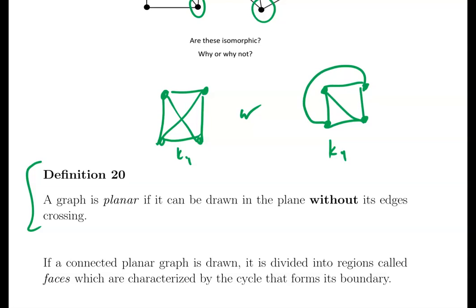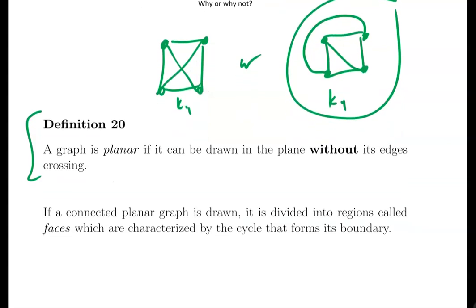Why would I want to draw it like this? Well, that's planar. This one isn't. So again, a graph is planar if it can be drawn without the edges crossing. If it is connected planar and it's drawn, it's divided into these regions called faces, which are characterized by the cycle that form the boundary.